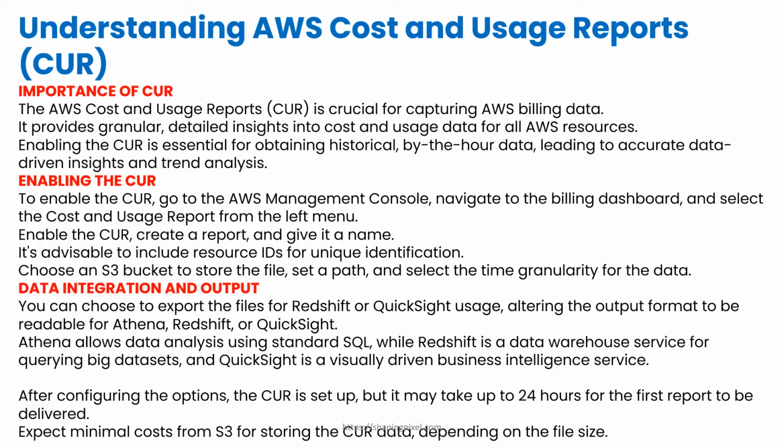Athena, Redshift, or QuickSight. Athena allows data analysis using standard SQL, while Redshift is a data warehouse service for acquiring big data sets, and QuickSight is a visually driven business intelligence service. After configuring the options, the CUR is set up, but it may take up to 24 hours for the first report to be delivered. Expect minimal cost from S3 for storing the CUR data depending on the file size.